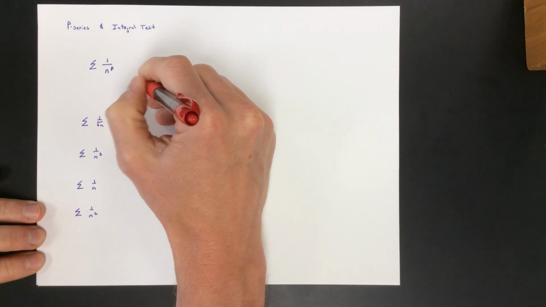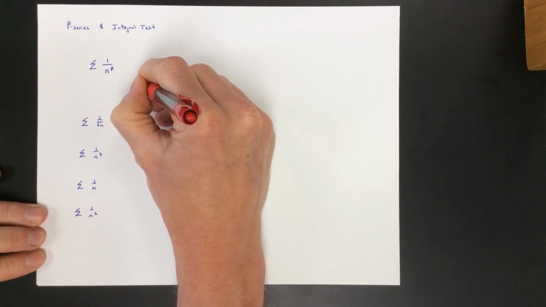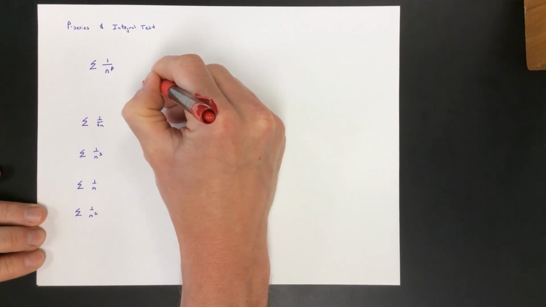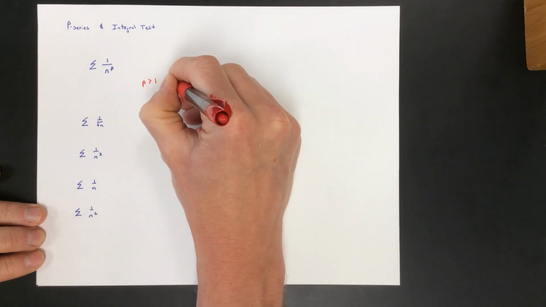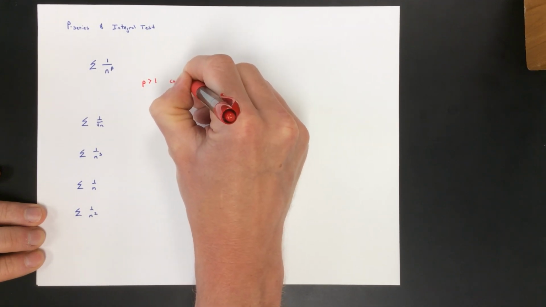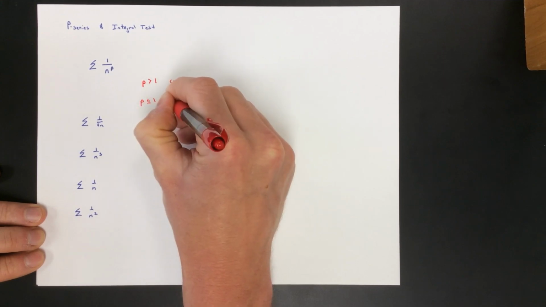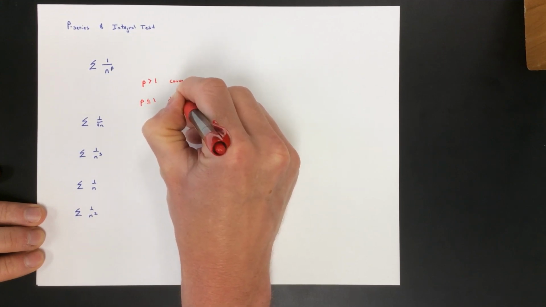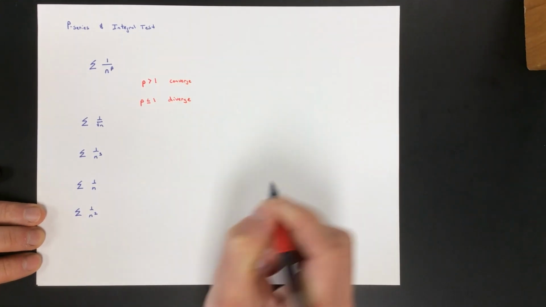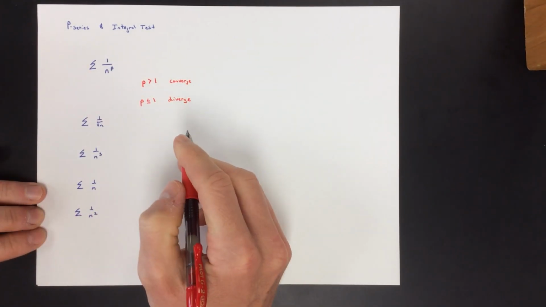Okay, if P is strictly greater than 1, then the series is going to converge. And then, of course, if P is less than or equal to 1, it's going to diverge. And we can explain why, and this is kind of why we're going to link this integral test to this.